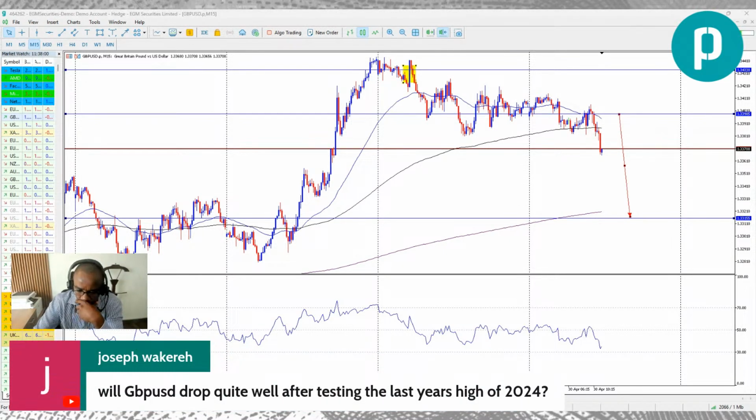Hi, hello everyone. Will GBP USD drop quite well after testing last year's high? Well, let's see how that plays out. We've already seen that shooting star pattern.